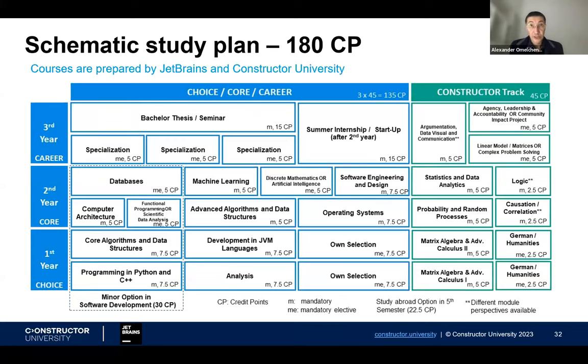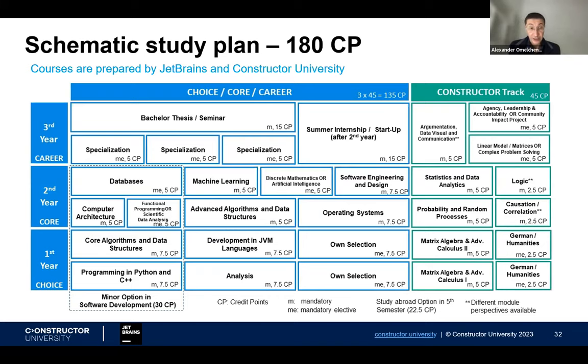Also, we've got several very important mathematical courses. Right now it's analysis, matrix algebra, and advanced calculus. We are thinking about replacing analysis with a special course like discrete mathematics for computer science, because it's really important for you also to know some elements of discrete mathematics, mathematical logic, combinatorics, graph theory, discrete probability, and other very important things.